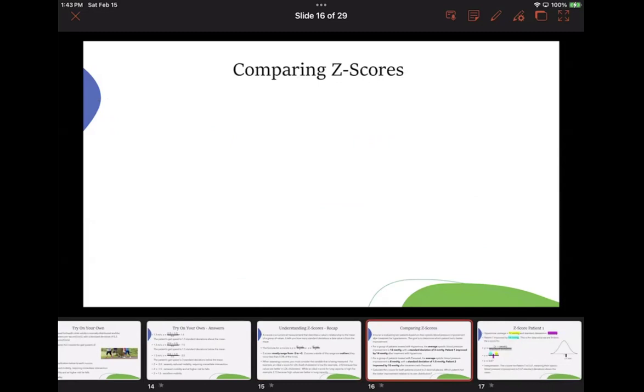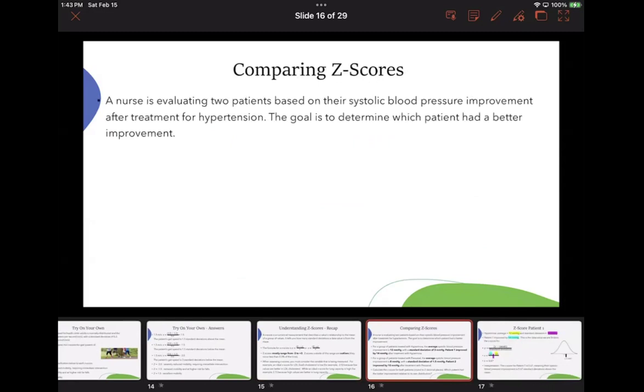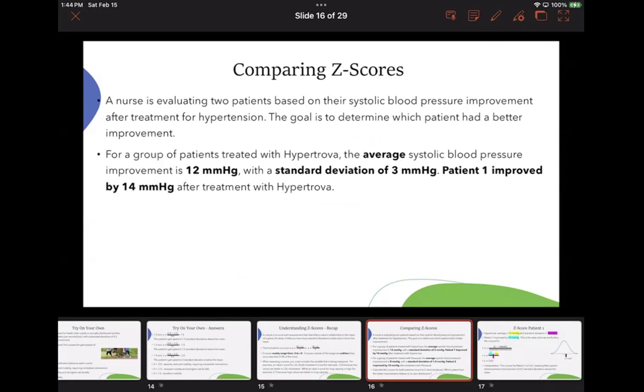So let's look at examples where we compare 2 z-scores. A nurse is evaluating 2 patients based on their systolic blood pressure improvement after treatment for hypertension. The goal is to determine which patient had a better improvement. Okay, so we have a group of patients that were treated with, this is a made-up drug, Hypertrova, and the average improvement was 12 with a standard deviation of 3, and patient 1 improved by 14 after treatment with Hypertrova. Okay, so this means the improvement in blood pressure, which is actually a reduction in blood pressure.